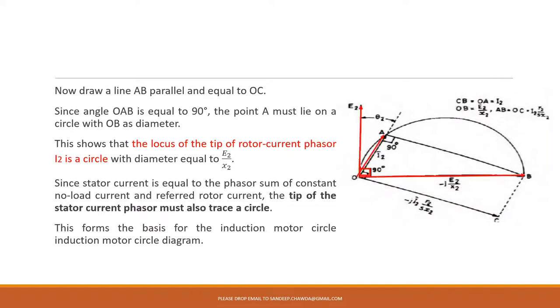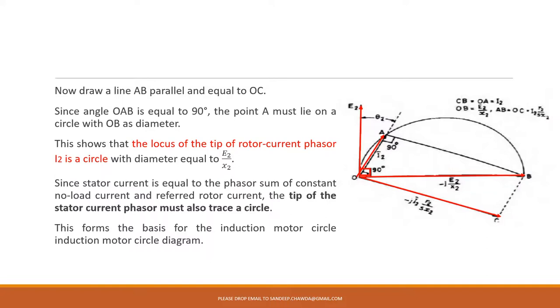This part we have already seen. Then you can see that the angle OAB is a right angle triangle. So this point A must lie on a circle when you draw a circle taking OB as the diameter. Just take the diameter OB, or take half of this value as the radius, and draw a circle. The point A will lie on the circle. It means the rotor current is lying on a circle.